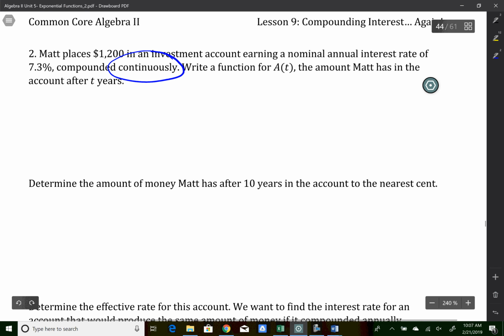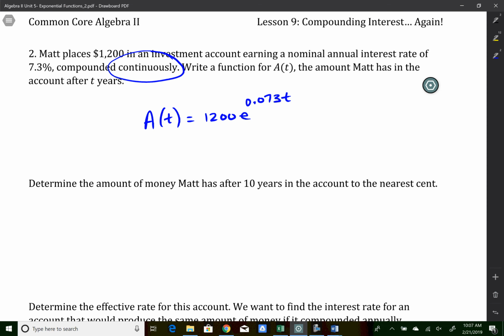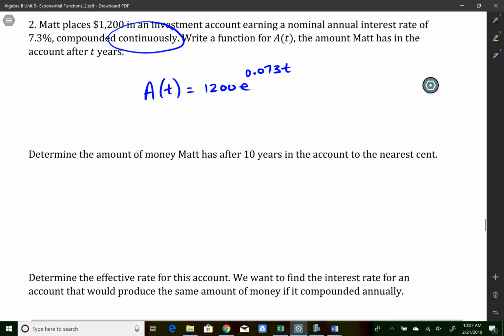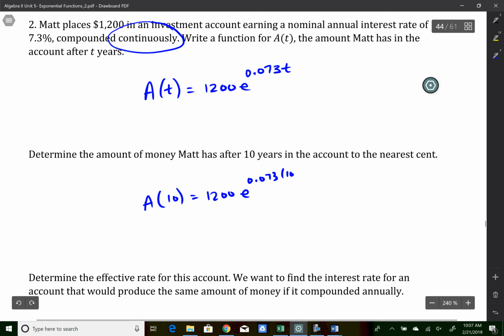So in number 2, it says Matt has $1,200. He invests using a nominal interest rate of 7.3% compounded continuously. So our interest rate is in our formula, our principal value is in our formula, and this number e is in our formula. I'm just going to plug all that in with t as my years. That's it. Now, if we want to determine how much money Matt has after 10 years, we can say A of 10 is equal to 1,200 e to the 0.073 times 10.